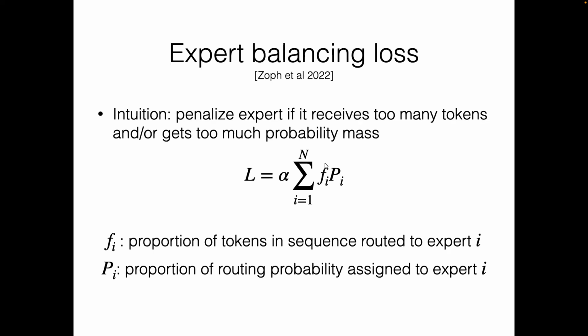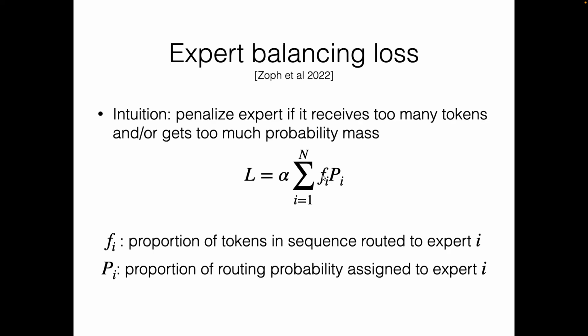Let's say that the proportion is very high. Let's say that it's 1.0. Well, then 1.0 is going to receive a higher loss than if you have, say, 0.1, right? So again, just coming up with some way of penalizing the probabilities if too many things are getting routed to this expert.